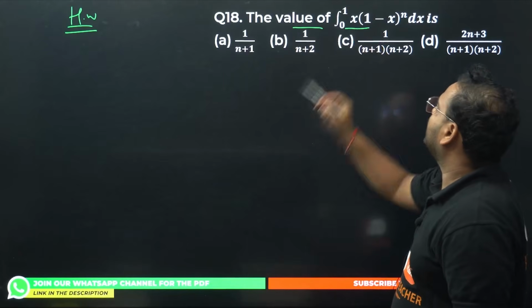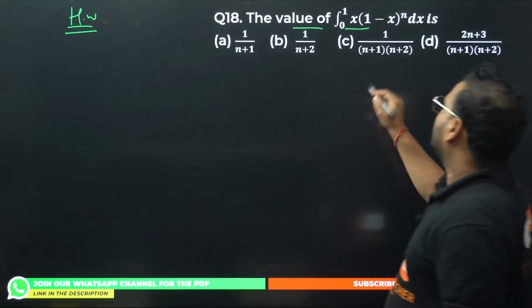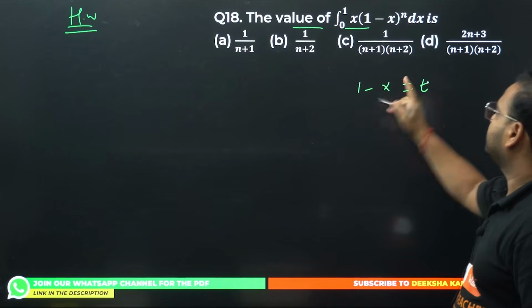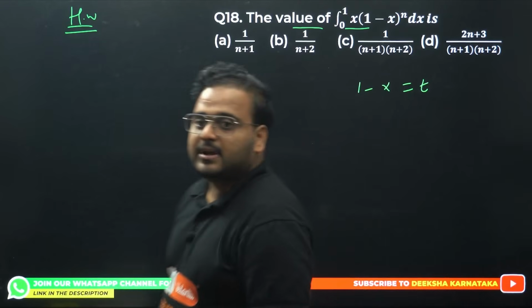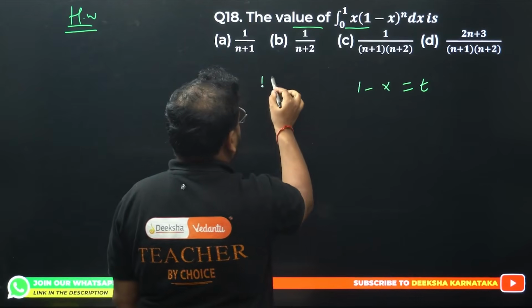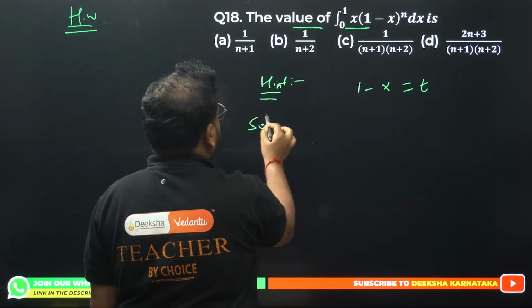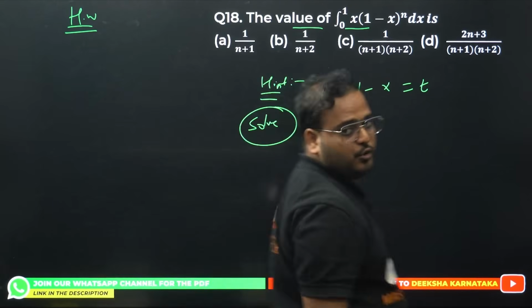The value of the integral from 0 to 1 of x times 1 minus x. Homework, but I'll give you a hint. Take 1 minus x as t. Do this. Take 1 minus x as t. That's my hint. From here you can solve the question. Solve, please. This is the homework, guys.